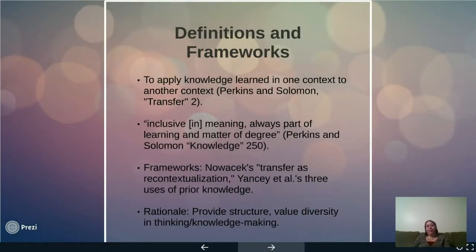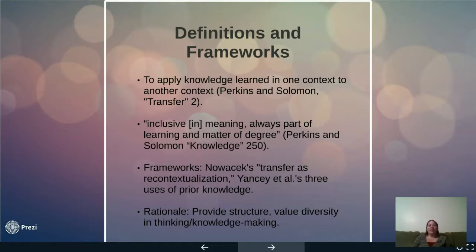My second area is definitions and frameworks. The two frameworks that I think are most important for tutors to know are Nowacek's idea that transfer functions as a recontextualization. This highlights the value of different knowledges. This highlights the role of affect in transfer. This also highlights the importance of genre in transfer. She specifically refers to it as an exigence of transfer. And this also shows that transfer can have positive or negative effects, or I would add any range between those things in a new context.